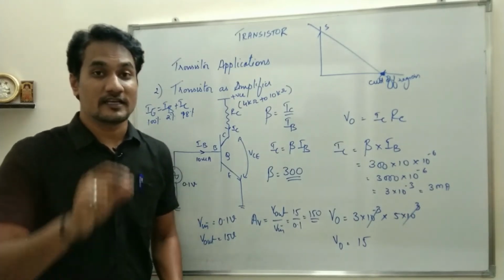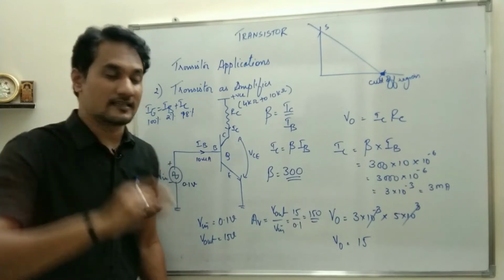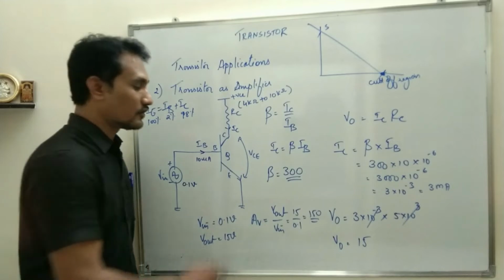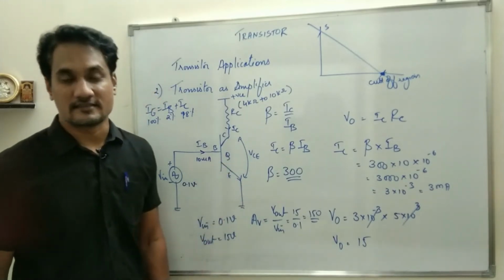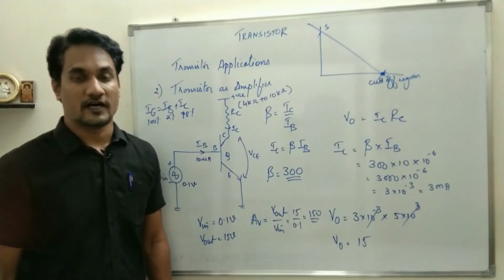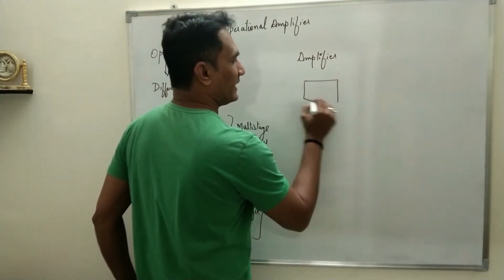मतलब क्या किया अपन ने? इनपुट सिग्नल का स्ट्रेंथ को आउटपुट में बढ़ा के दे दिया by using this transistor. So therefore this is how we can use transistor as an amplifier. I hope you have understood the concept. So suppose we have designed an amplifier.